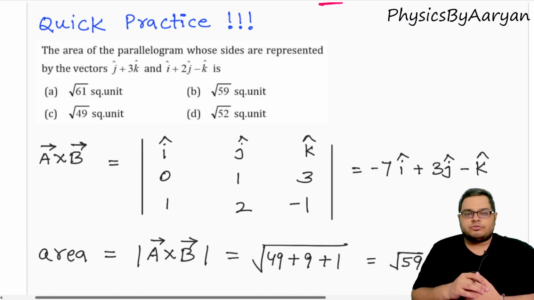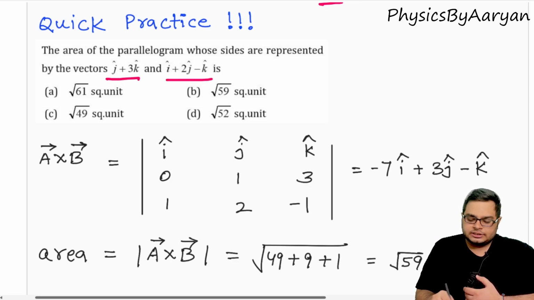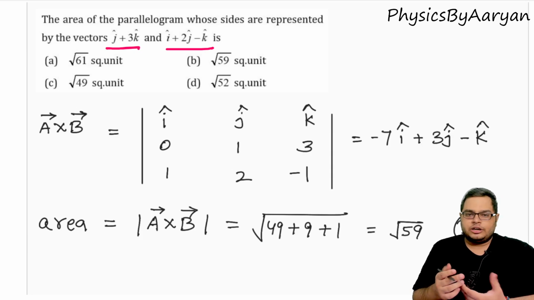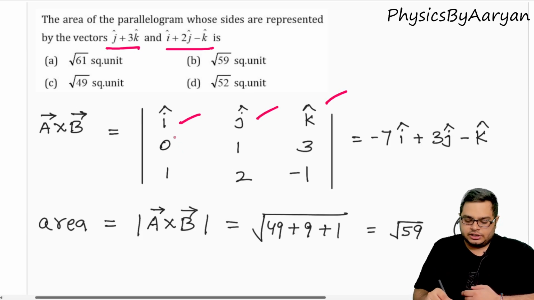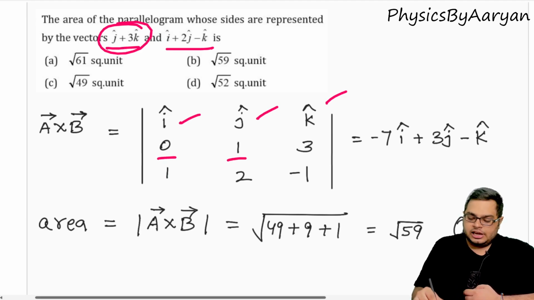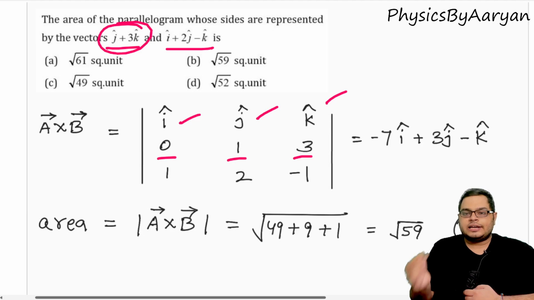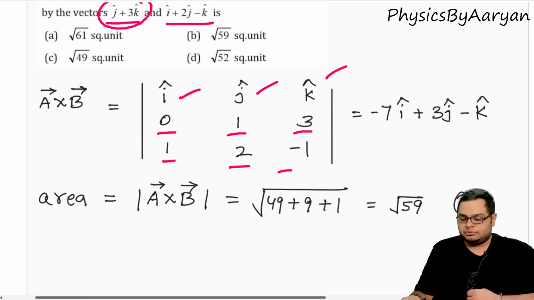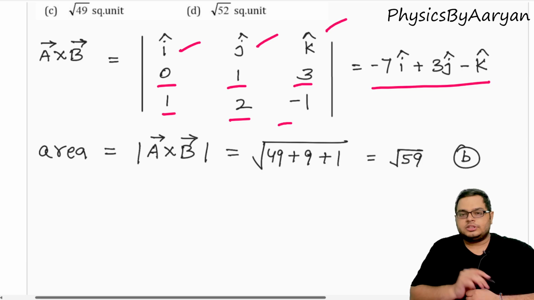So let's do a quick practice of it. Again, they are asking you to find the area of the parallelogram whose sides are represented by this and this. So they give you the two vectors that make this parallelogram. So they are asking what is the area of this parallelogram. So first things first, you do A cross B. i cap, j cap, k cap. First vector does not contain any i cap, so 0. It contains 1 j cap, so 1. 3 k cap, so 3. Then the second vector: 1 i cap, 1. 2 j cap, 2. Minus k cap, minus 1. If you solve this determinant, you get this answer. This is your A cross B.